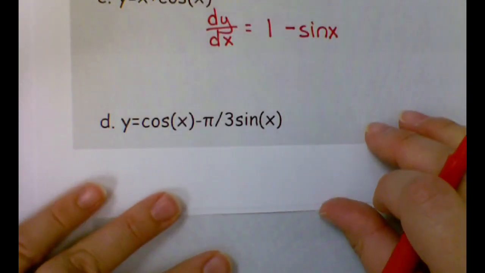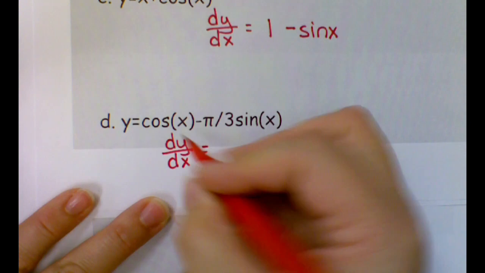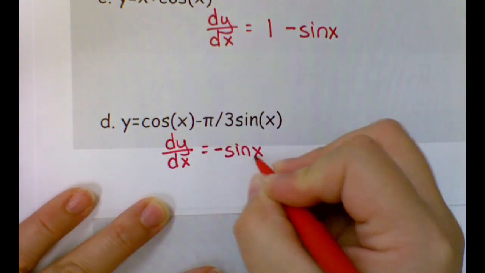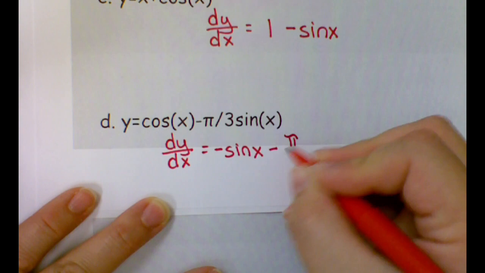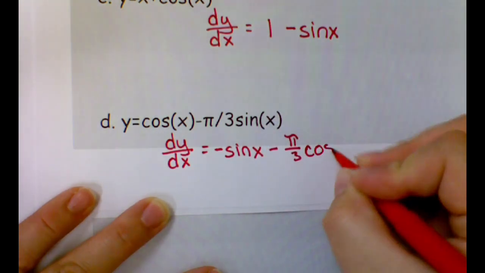And then part D, the derivative of y with respect to x. The derivative of cosine of x is negative sine of x minus pi over 3 times the derivative of sine of x, which is cosine of x. And there's my derivative.